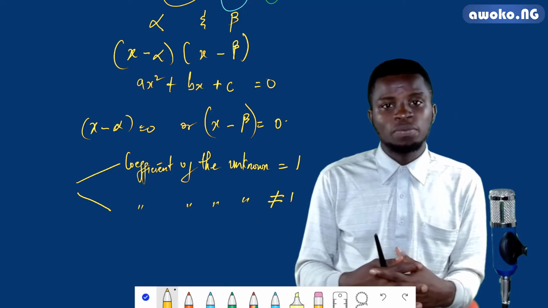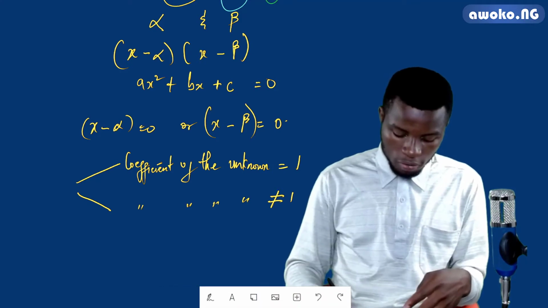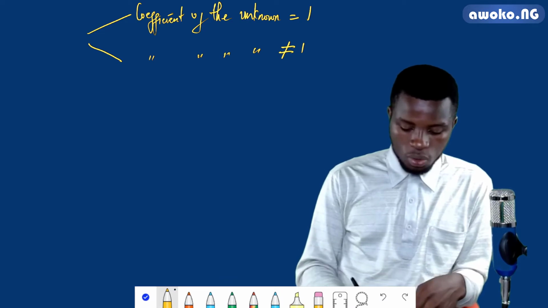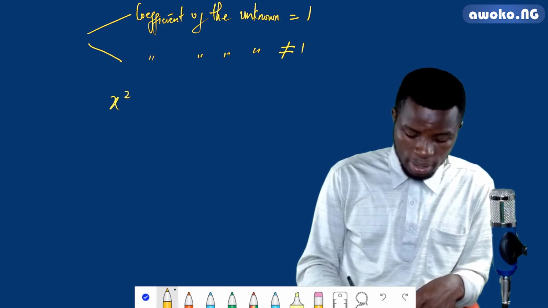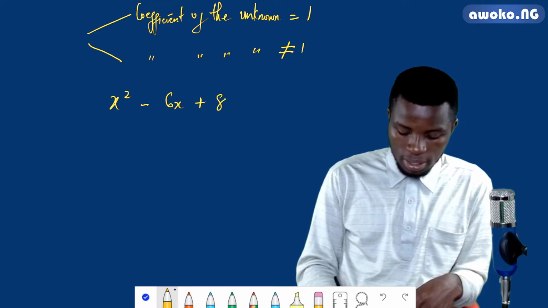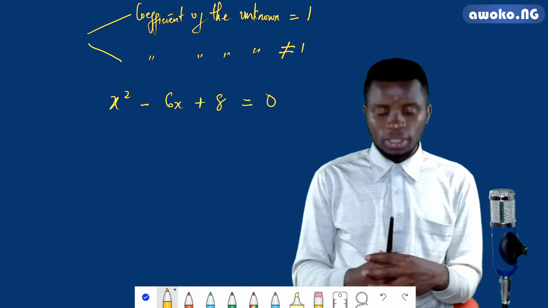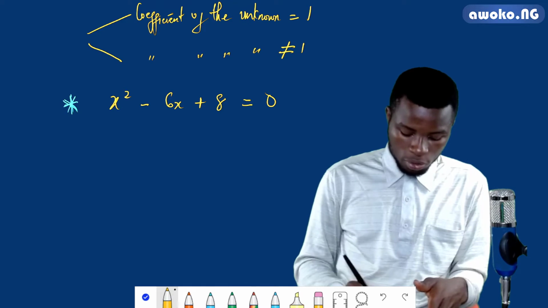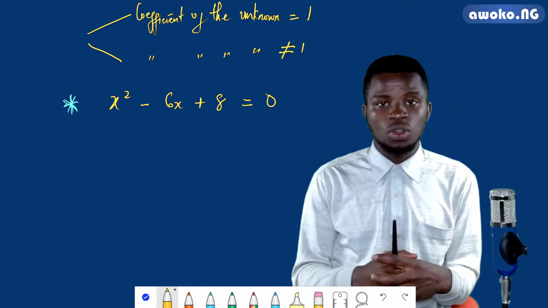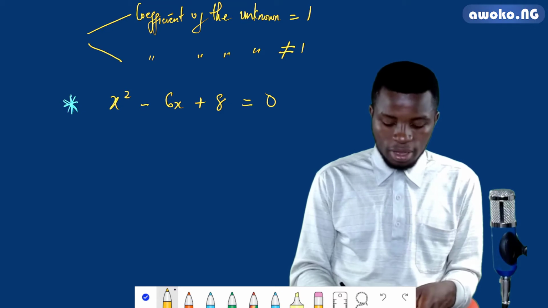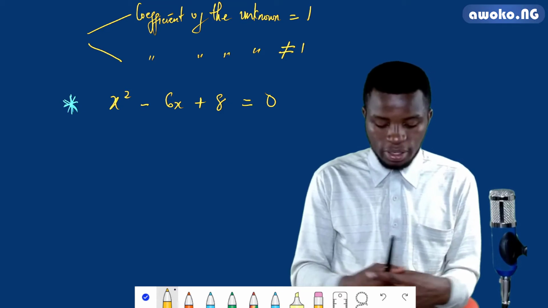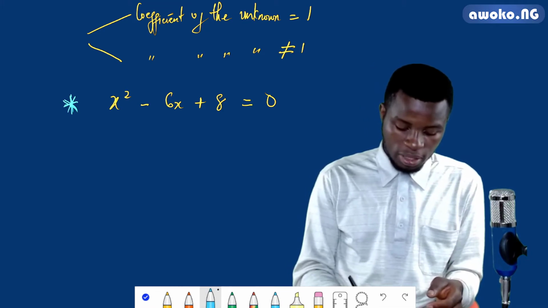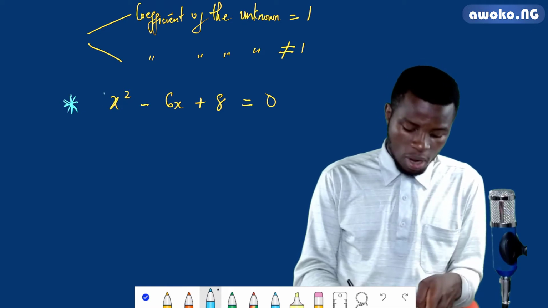So let us consider this quadratic equation, say x squared minus 6x plus 8 equal to 0. In this case, we use this to explain the first approach, when the coefficient of the unknown is equal to 1. You will realize that the coefficient of the highest power of x here, of the first term, is equal to 1, because, like I said in our previous lessons, there is an invisible one over here.